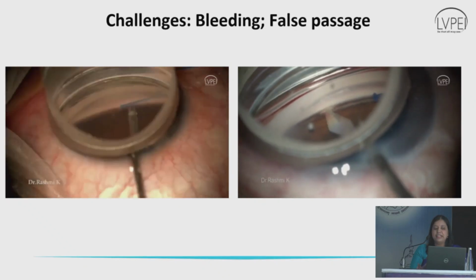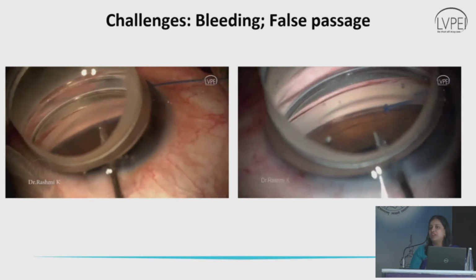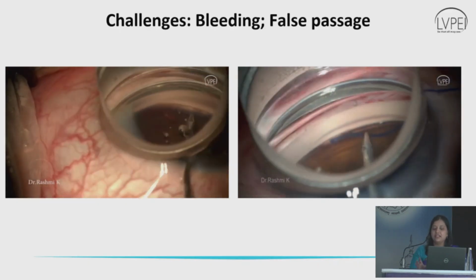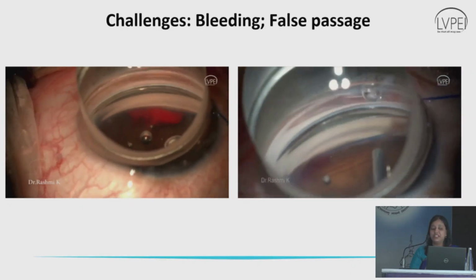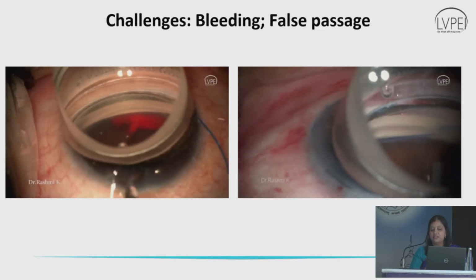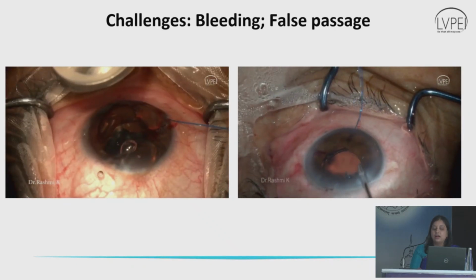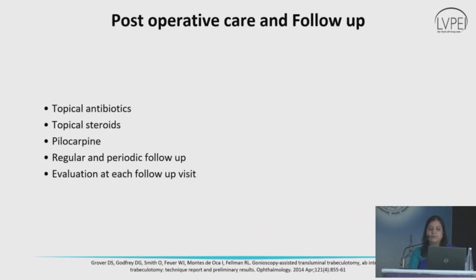The challenges mainly are bleeding and false passage. If the tip of the Prolene is a little large, then it can pierce the sclera, it can pierce the iris, and then it will not go into the correct place. Once the bleeding happens, it's terrible. So in the initial few cases, these are the problems that I faced. The trick is to do it as fast as possible and inject a high viscous viscoelastic.